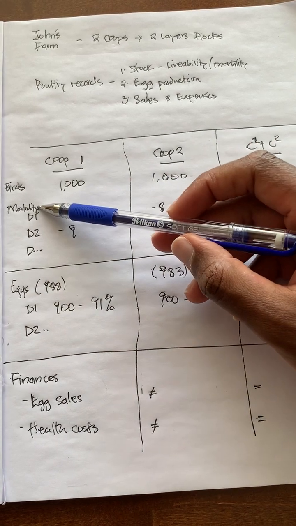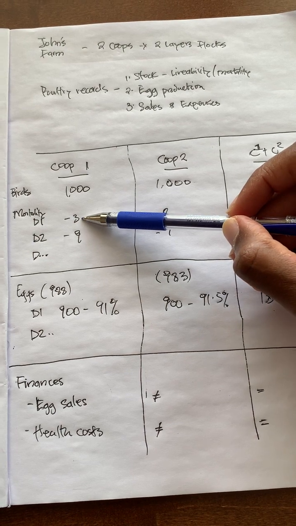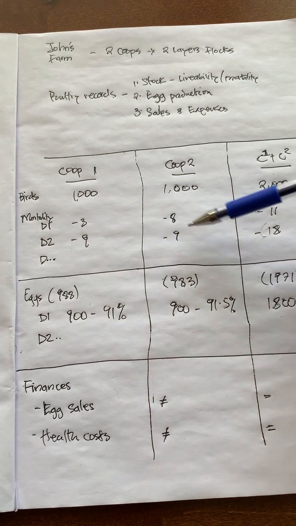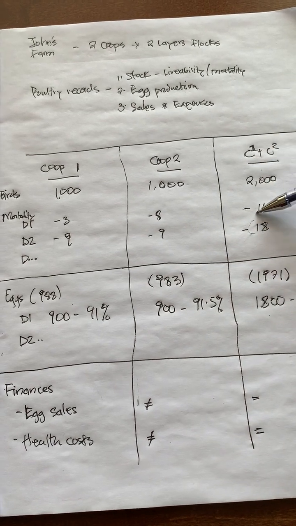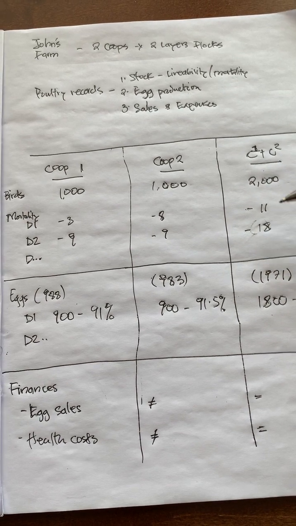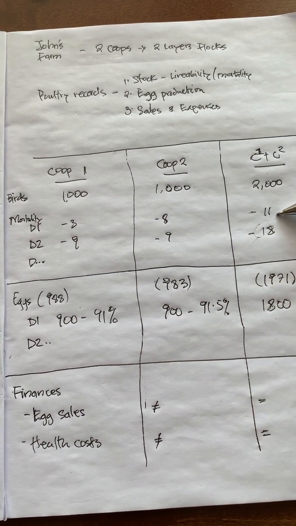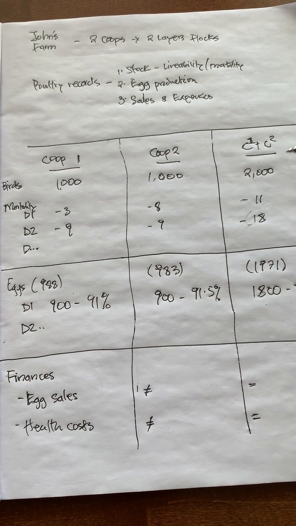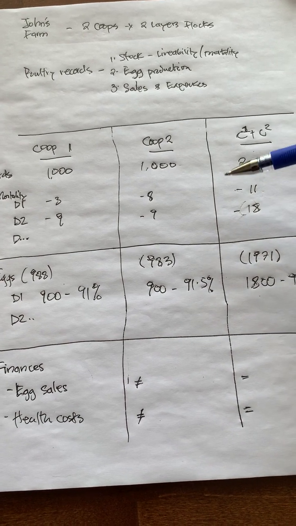So if we start looking at mortality, and let's say that in day one, there were 3 birds that died in coop 1, 8 birds died in coop 2. So in this case, if we combine the records of coop 1 and coop 2, we will say 11 birds have died. But when we do this, we lose the context of where the deaths have happened. And I will explain shortly why that is important to keep in mind.